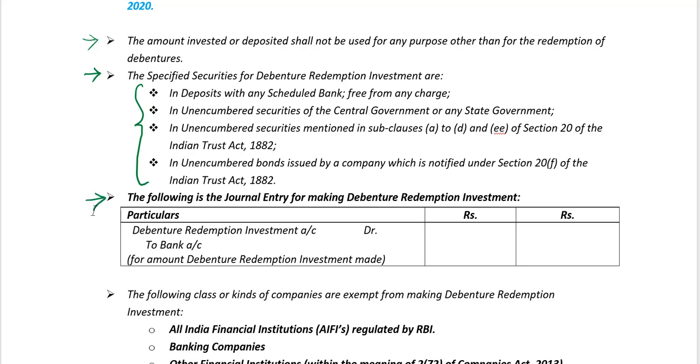We'll move on to the journal entry for making the debenture redemption investment. Debenture redemption investment account debit to bank account for DRI made.